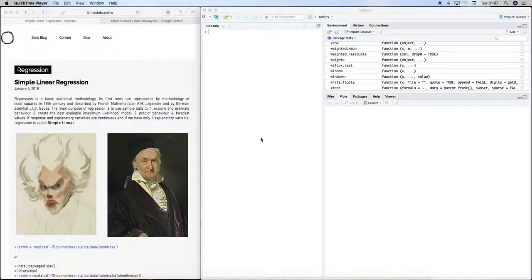Hello everyone. In this session, we will go through the topic of simple linear regression in RStudio. You can find the supporting material on the page mystats.online, and the data for the exercise coming from the R book are also located on the webpage mystats.online.